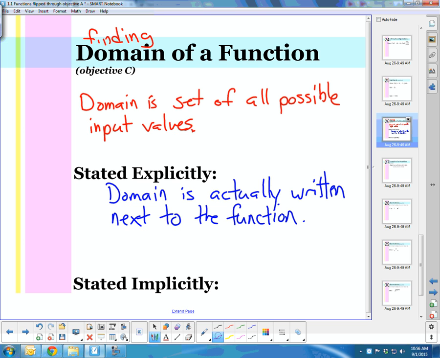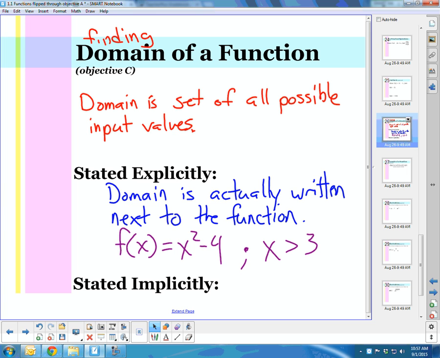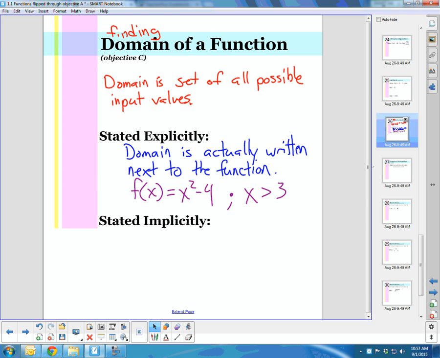What that looks like is, instead of simply saying f of x equals, let's say, x squared minus 4, let's say that's the function we're dealing with. Next to it, we'd have a comma or a semicolon or something like that. And we might write next to it, x is greater than 3. And what that means is, for this function f, we only want to use inputs that are greater than 3. So it's actually written out next to it, telling you which values, which inputs we can actually use. And that happens sometimes with domain restrictions on certain functions.